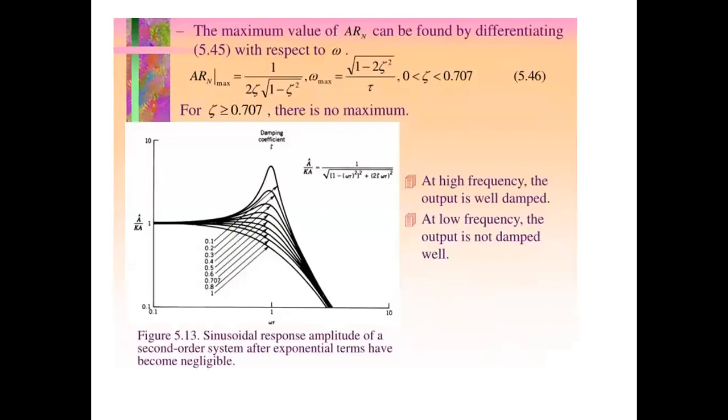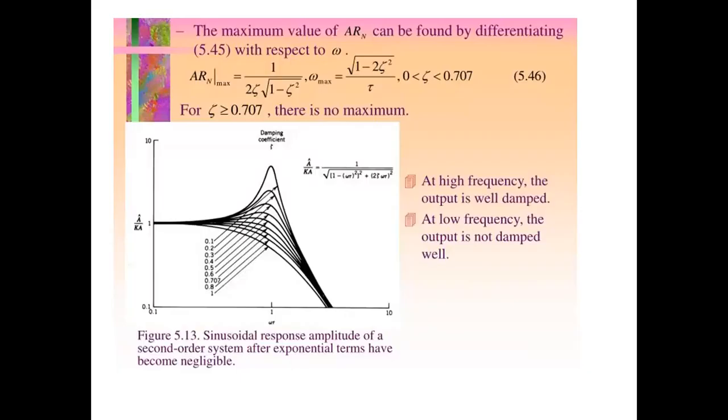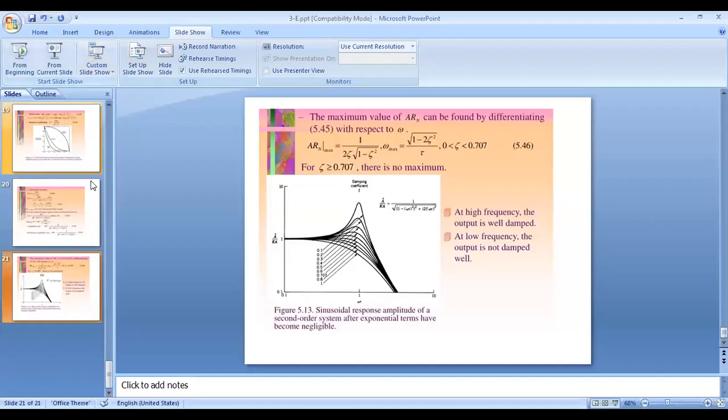So for the amplitude ratio, we'll have K times this value, and for the normalized amplitude ratio, we'll have that value. The maximum value of AR can be found by differentiating with respect to omega. For zeta in the range 0 to 1, there is no maximum value. At high frequency, the output is well damped. At low frequency, the output is not damped. So by that, the third unit gets over. The remaining things we can see in the next class.